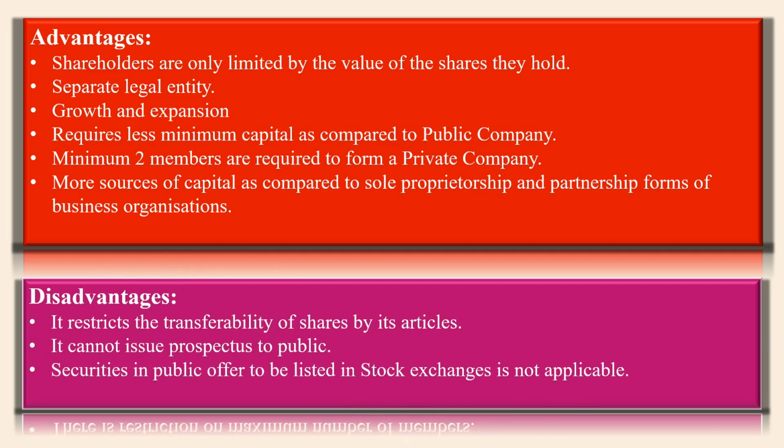The third is that securities in public offer to be listed in stock exchanges is not applicable. So the securities which are made to the public are not allowed to be listed in the stock exchanges. Okay. And the last one is there is a restriction on maximum number of members. Yes, in the case of a private company, there is a restriction on maximum number of members, that is 200. But in case of a public company, it is unlimited. So this is the fourth disadvantage. So these were the advantages and the disadvantages of a private company.